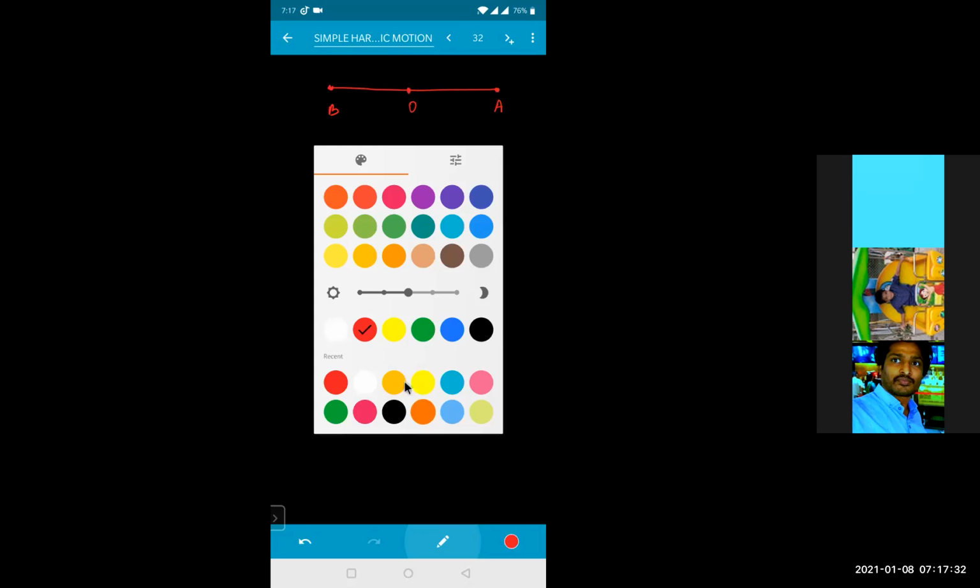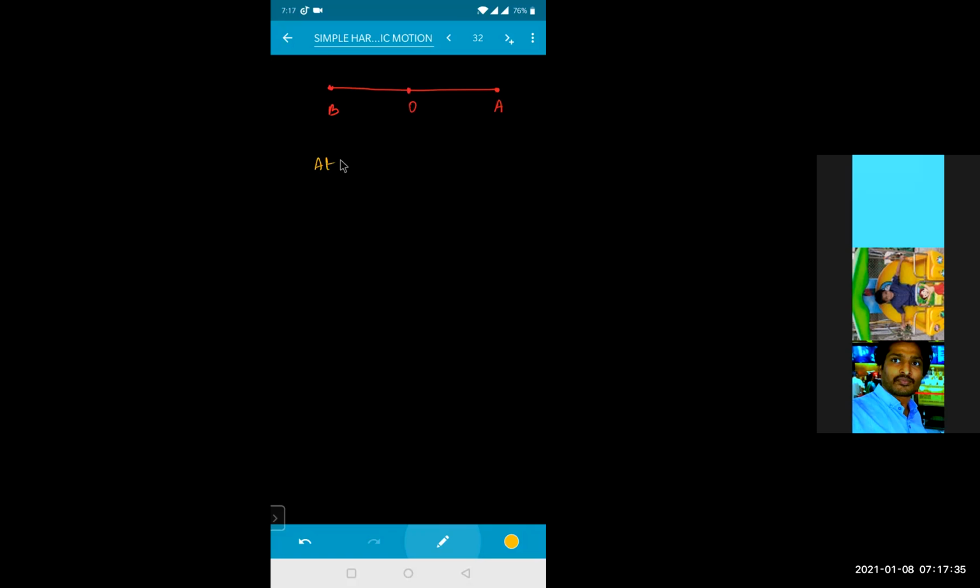One more condition. If I'm talking about equilibrium position, beta, at equilibrium position the acceleration or the force is zero. For example, if I take this given condition, this is your origin O, this is your A, and this is your B. So at equilibrium, that means at O, acceleration or force is zero. Because when I use the word equilibrium, it means the net force acting on the system is zero.